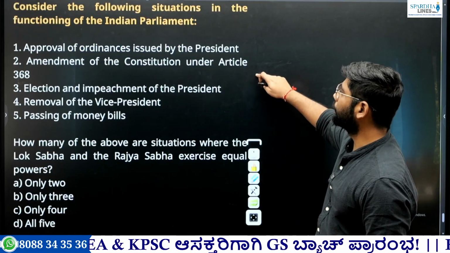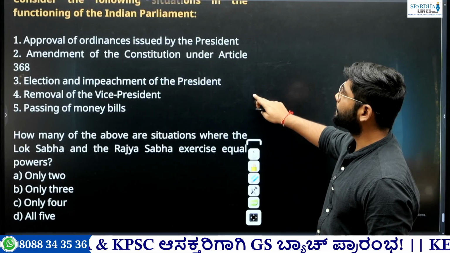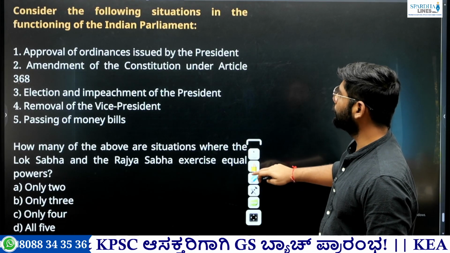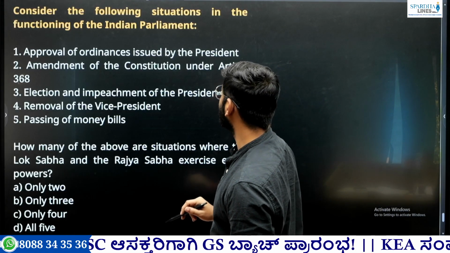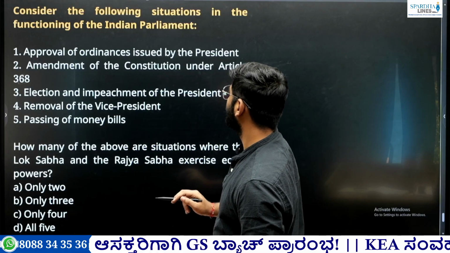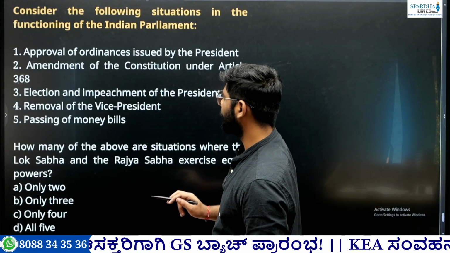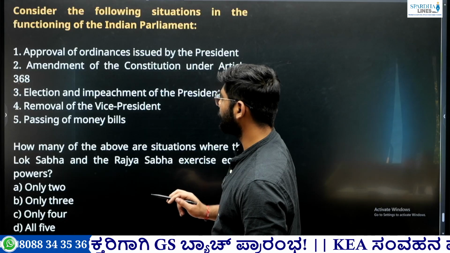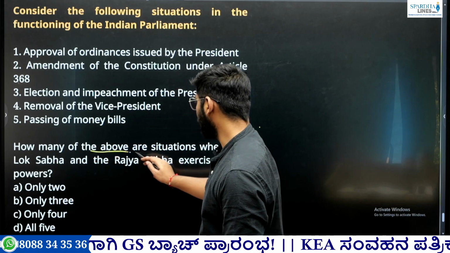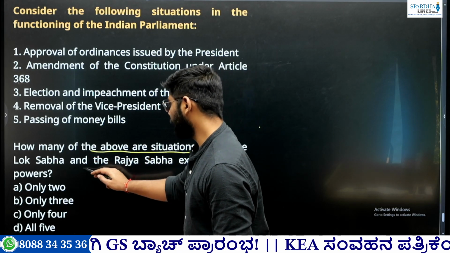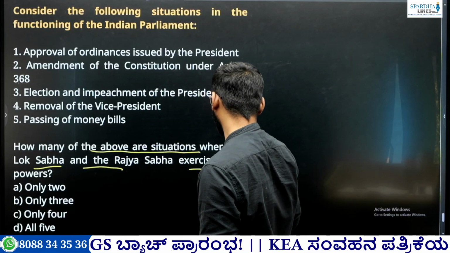So next, one more question. Consider the following situations in the functioning of Parliament: approval of ordinances issued by the President, amendment of the Constitution under Article 368, then election and impeachment of the President, removal of the Vice President, passing the money bill. In which of the above situations do the Lok Sabha and Rajya Sabha have equal power?